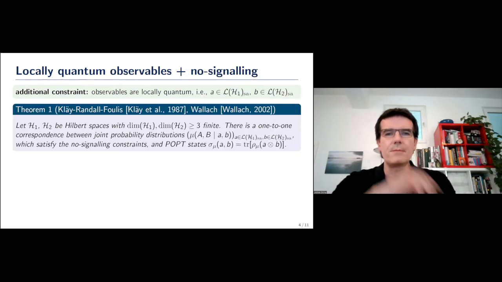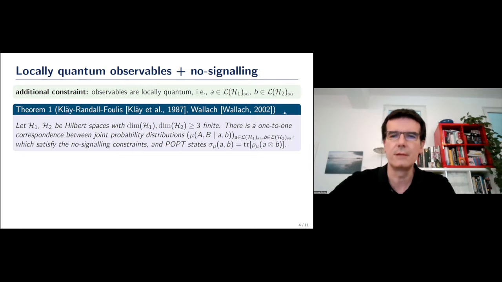And there's this theorem here, it's quite old by now, by Barnum, Wallach and co-authors, and you can also look at Wallach, 2002. It says the following: if you have two finite dimensional Hilbert spaces, H1, H2, both at least three-dimensional, then you have a one-to-one correspondence between joint probability distributions with these locally quantum observables, satisfying no signaling constraints, and so-called POPT states. So we write them ρ_μ, and μ(AB|ab) is indeed given as trace ρ_μ (A ⊗ B).